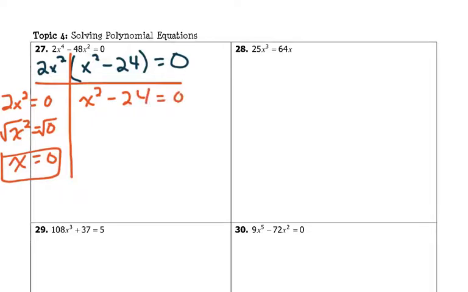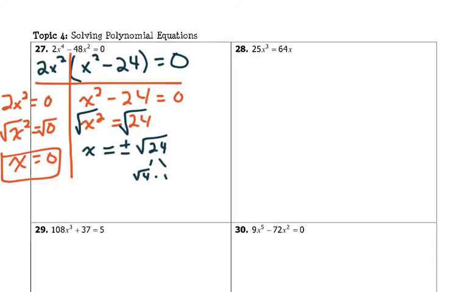X squared, we add 24 to both sides and get x squared equals 24. And again, taking the square root of both sides to get x by itself, we get x equals plus or minus the square root of 24. But is 24 simplified? Can there be a better way to do this? Well, the factors of 24 would be the square root of 4 times the square root of 6. Do we have a perfect square in there? We do. 4 is a perfect square.